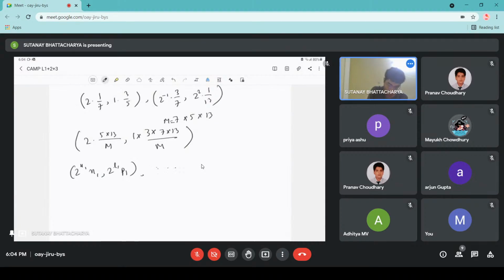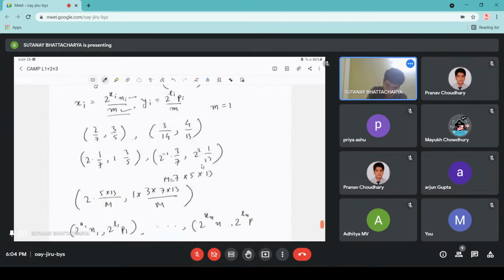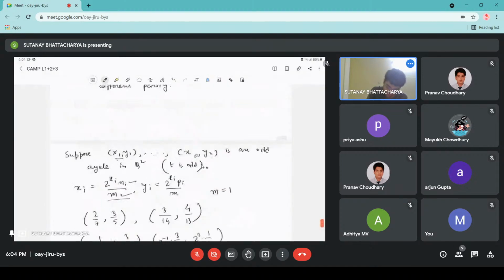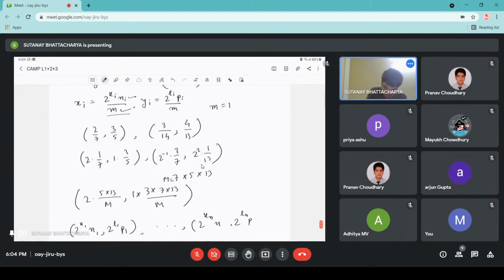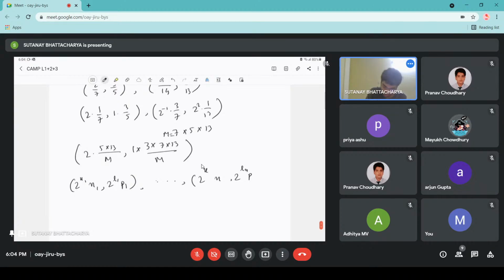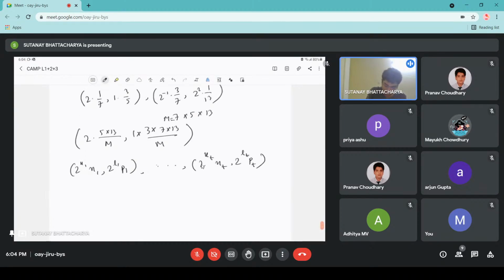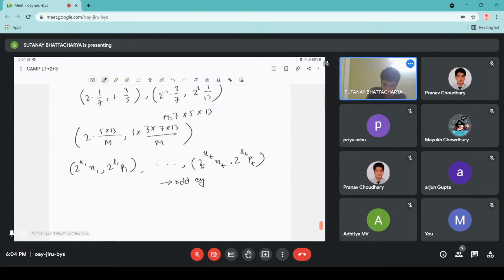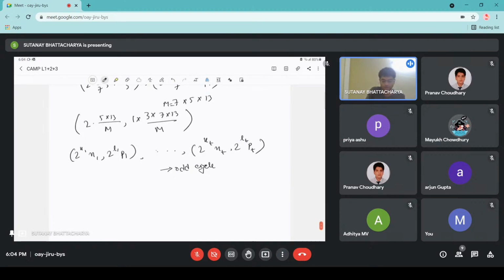So what this means is these points all the way up to 2 power kn n1, 2 power ln. Okay, shouldn't have chosen n for this. Let's say this is 3. Oops. Yeah, 2 power kn, 2 power ln. This is also an odd cycle, and we know how to deal with points of this form already.